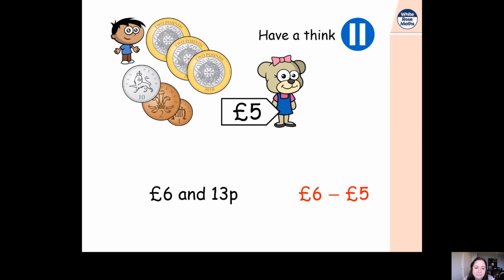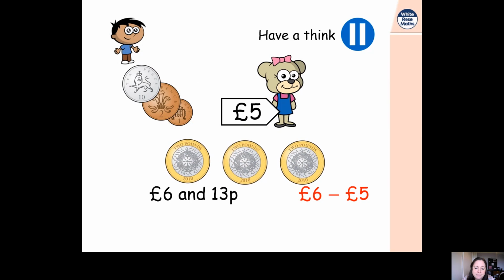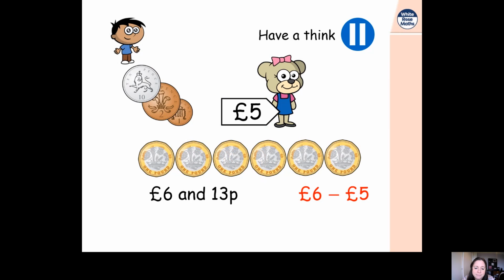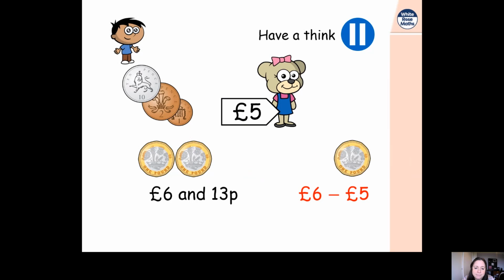It's tricky, isn't it? Because Amir's not got a £5 note or 5 £1 coins. He's got 3 £2 coins. Why don't we exchange these 3 £2 coins for 6 £1 coins? Now we can subtract 5 of them, which leaves Amir with £1 and 13 pence.